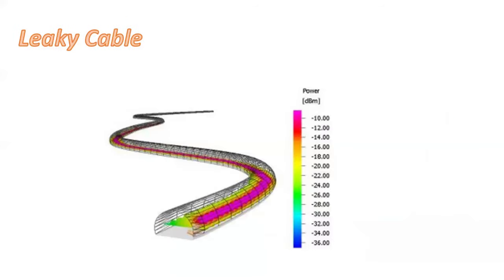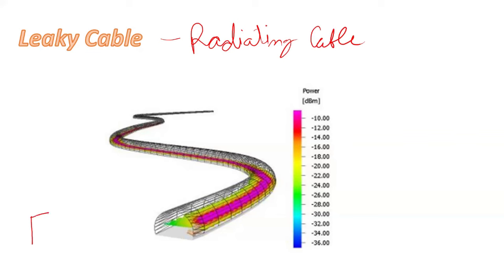So what is a leaky feeder again? A leaky feeder cable is also called a radiating cable. As you know, if we have an antenna, it radiates, right? But there is a cable between the repeater and the antenna, and this cable is not radiating. But in case of a leaky cable, the cable is also radiating.